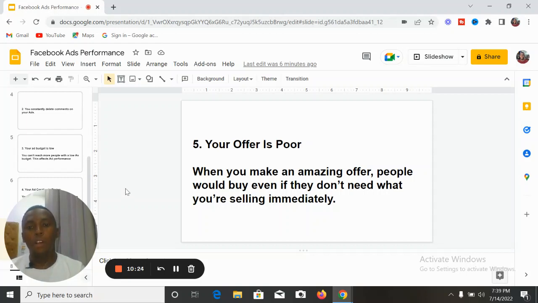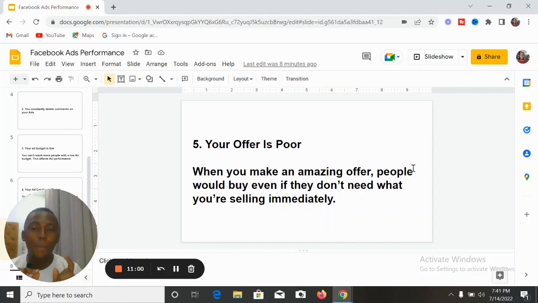The fifth one now, your offer is poor. That's why the advert is not performing fine. See, when you make people an amazing offer, even if they don't have the money to buy what you are selling, or even if they did not plan to buy that stuff, once they see the offer, they will go ahead and buy it. All right? An offer makes a lot of difference in your advert. If your offer is whack, people will tend to not buy what you are selling. But once you make them an amazing offer, they will always want to grab it.